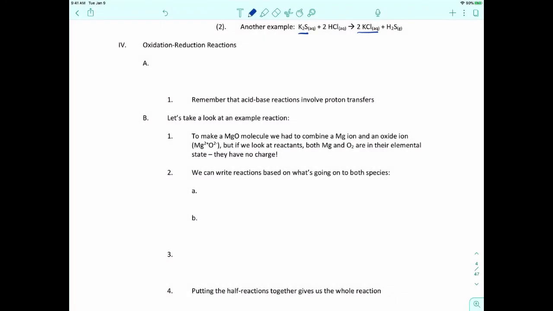The next type of reaction that occurs in aqueous solutions is called oxidation-reduction reactions. And in oxidation-reduction reactions, we are interested in the transfer of electrons from one species to another.